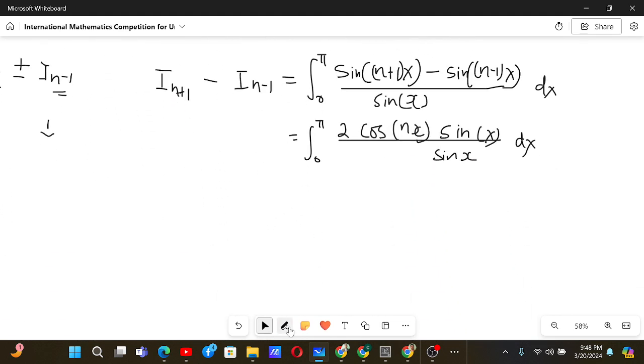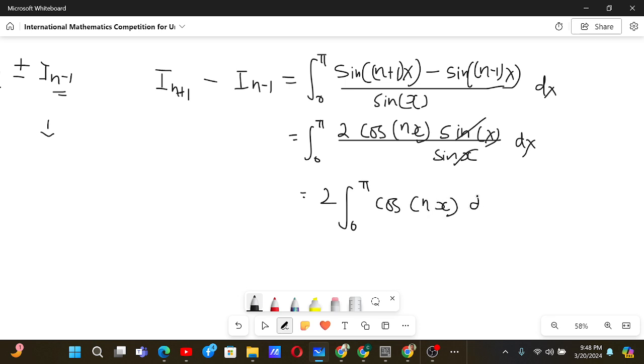Okay. And now they cancel each other out. So now this problem is pretty easy. The integral from 0 to pi of cos of nx dx, and we know that this integral is sine nx by n, and from 0 to pi that's just 0. This implies that I of n plus 1 is equal to I of n minus 1, which can also be written as I of n is actually I of n minus 2.